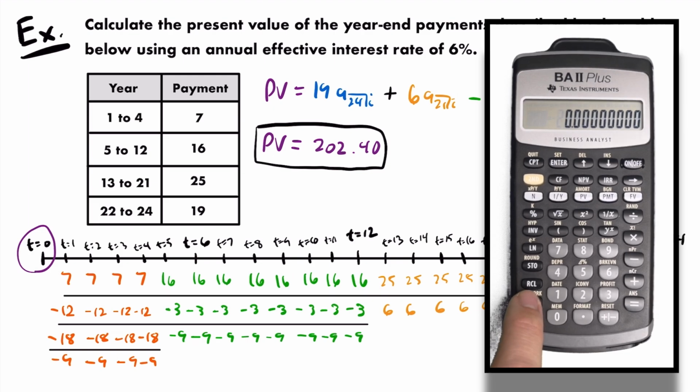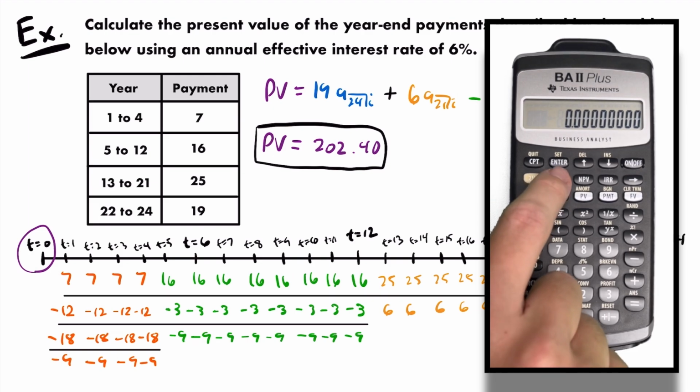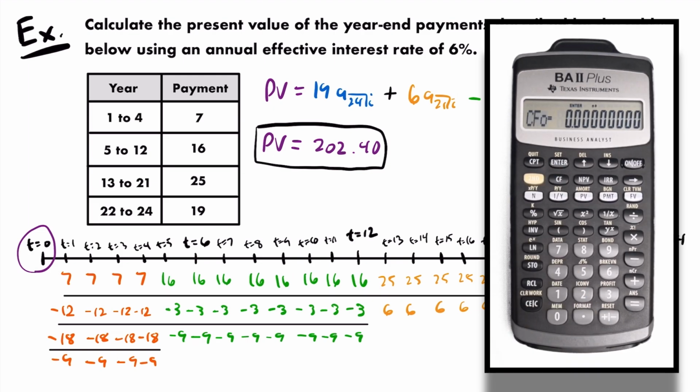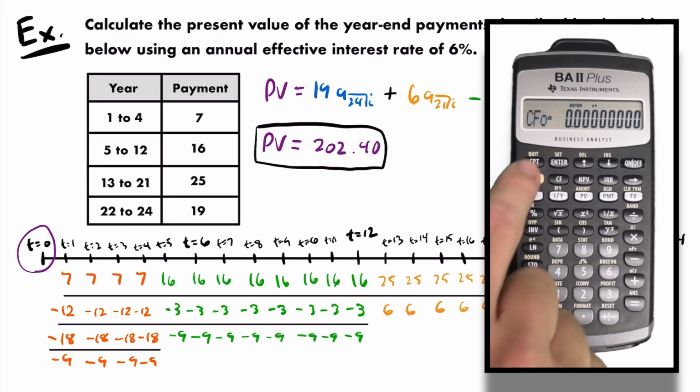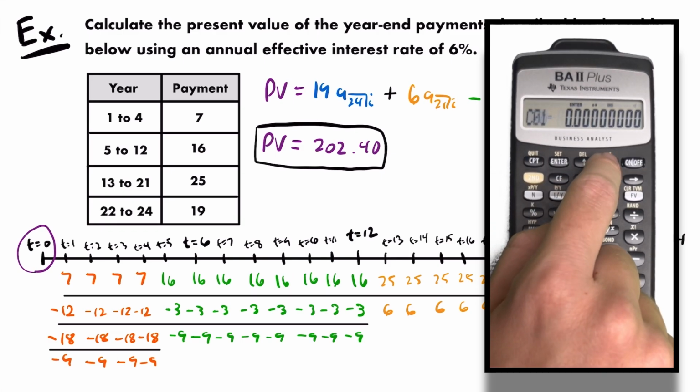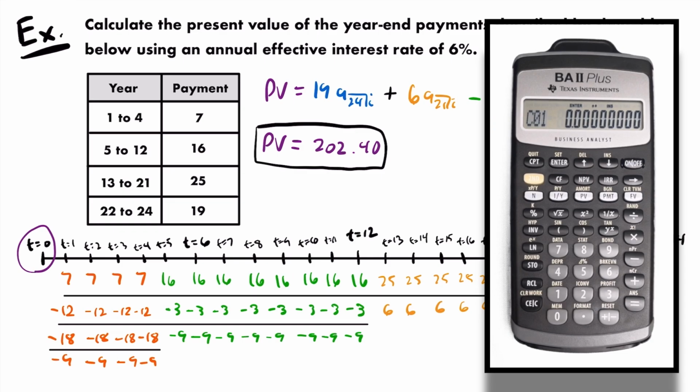I'm going to clear out my work here, and then I'm going to hit the CF button for cash flows. And you might have something in here already, so you're going to want to clear that out. Hit second and then clear work. Now you should be good to go. CF0, that's just your cash flow at time 0. Don't worry about that. Leave that as 0, so hit enter and then hit the down arrow. C01, that's going to be our first cash flow, which as you can see on our timeline would be our $7 cash flow or $7 payment. So I'm going to put in 7 as our payment amount, hit enter.